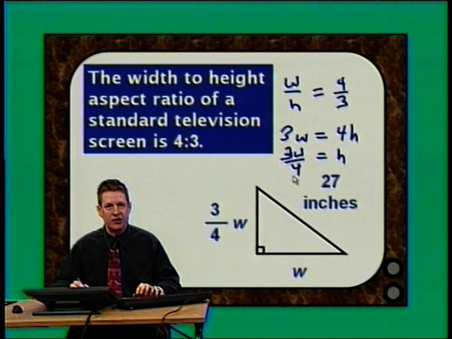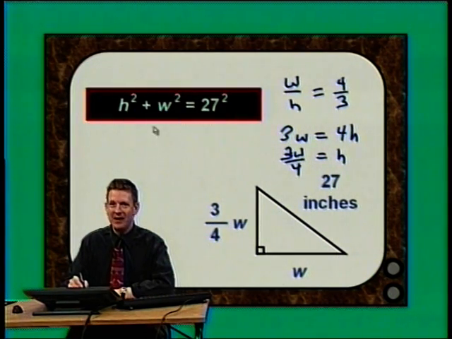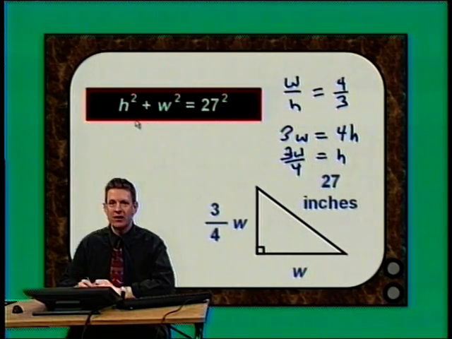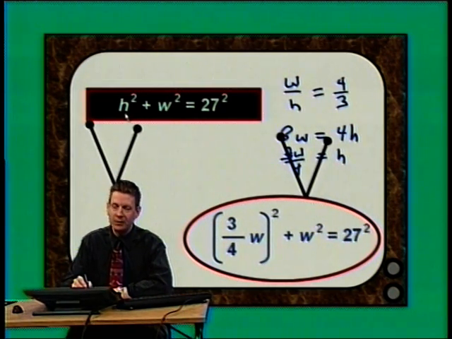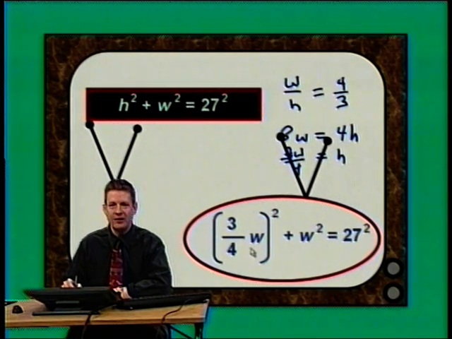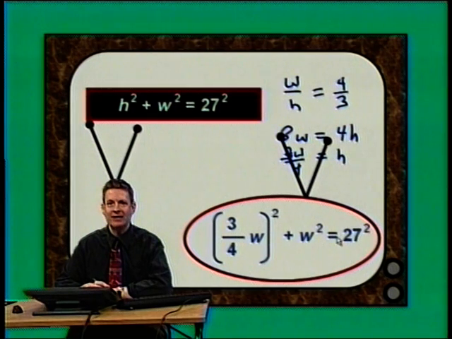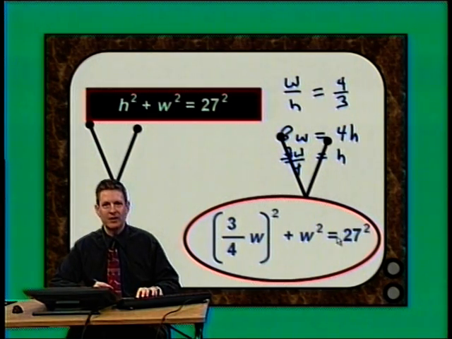But the other thing that I could do, and this is the really useful thing, is in my Pythagorean theorem equation, I could replace this h with 3w over 4, and then I would only have one variable in the equation. So let's go ahead and do that. When I replace h with 3/4 w, my Pythagorean theorem equation becomes (3/4 w) squared plus w squared equals 27 squared. That's my working equation. That's the equation that I can solve. So let's work with that.